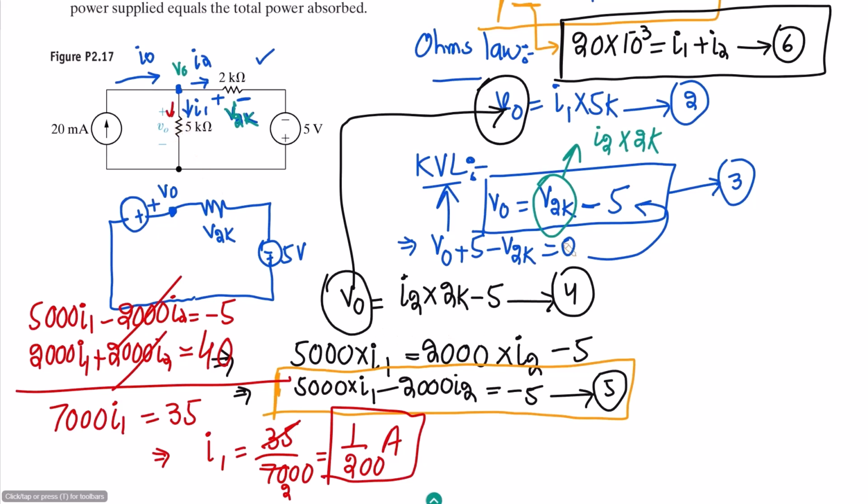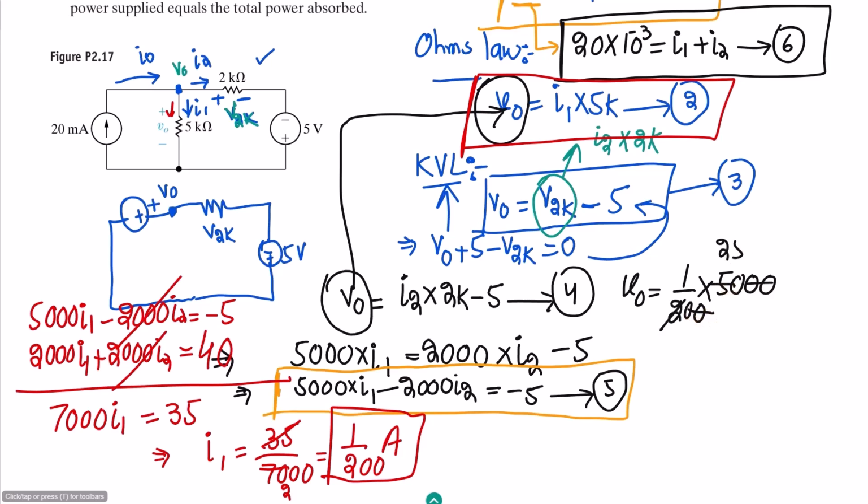Now in order to find the value of V0, we have equation number 2. Let me use equation number 2. The value of V0 will be equal to the value of I1, which is 1 over 200, multiplied by 5000. These two will cancel out, and ultimately the answer is 25 volts, which is the value of V0, and that is the solution of part A of our question.